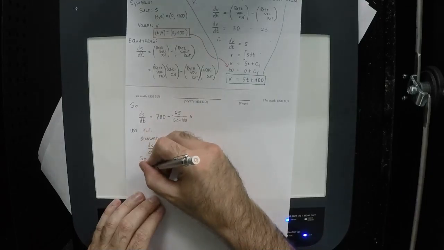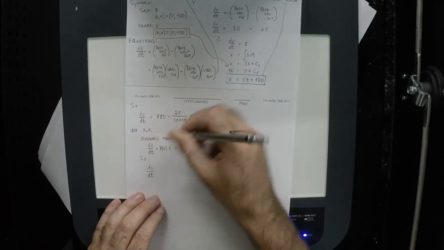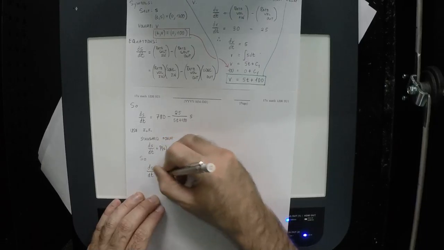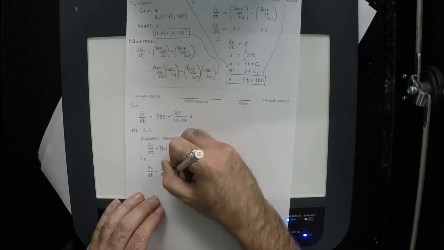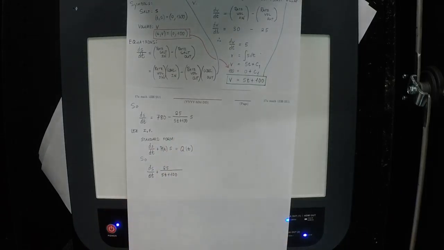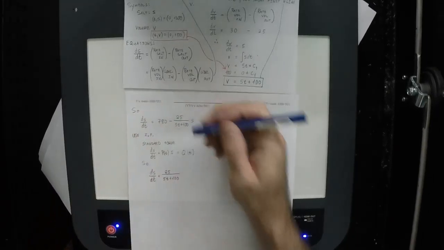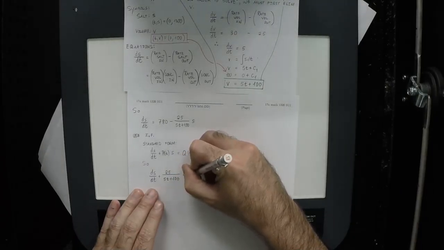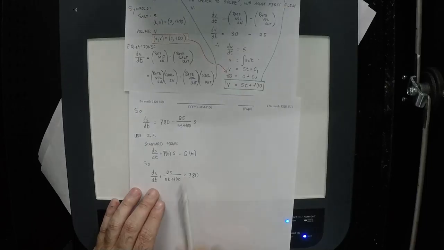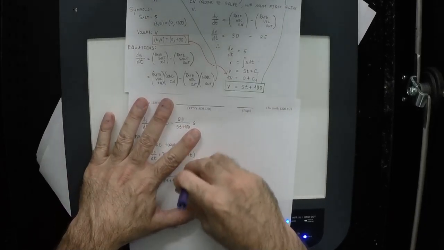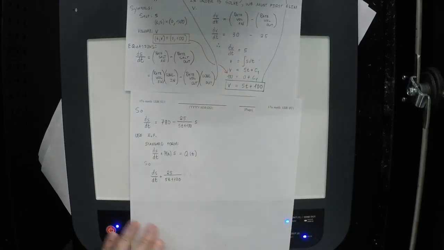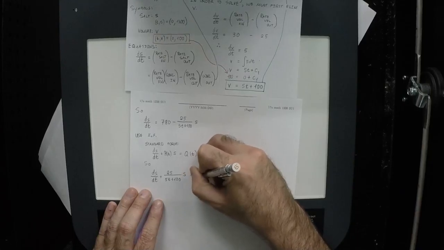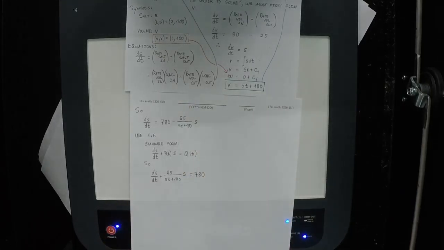So taking this equation, dS/dt, moving that term to the other side, (25/(5t + 100)) S is equal to 780. So what's what here? What's P and what's Q?